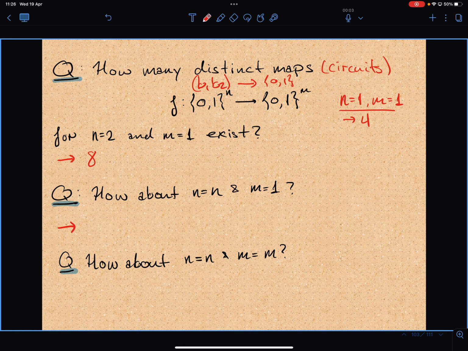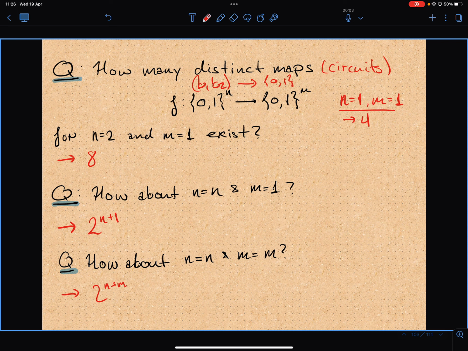Let's move on. How about N equals N and M equals 1? Did we get a consensus on this one? 2 to the 2 to the N. Is everyone okay with that? And for the last one? 2 to the m times n, or 2 to the n times m.